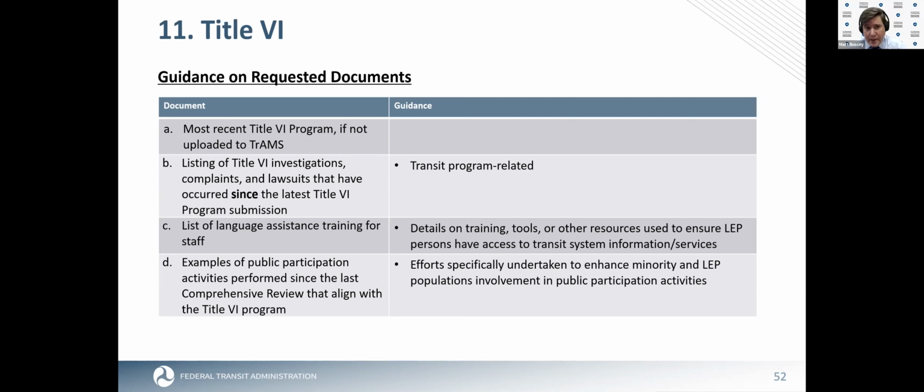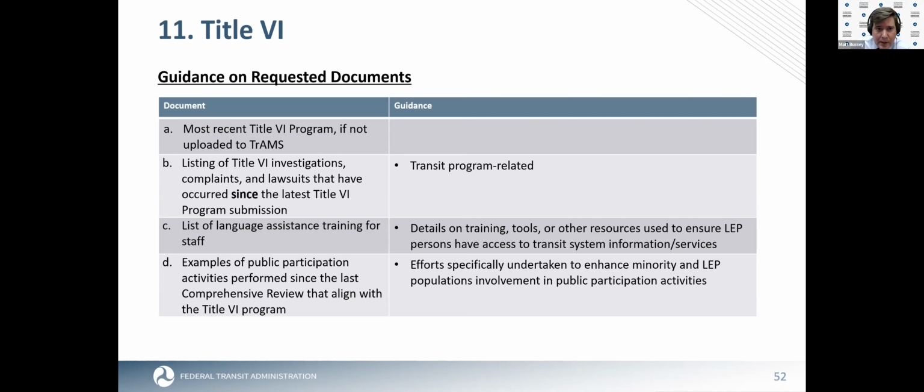So another thing to note here is, whatever is in your Title VI plan, that's what you're going to be held to. You want to make sure that the Title VI plan accurately reflects your practices and that your practices conform with what your Title VI plan says you're going to do. And so this is a prime example of that, where if you say you're going to do certain things to assist LEP persons to have access to transit information and services, then you want to be able to document and substantiate that you are doing that in accordance with the Title VI plan.